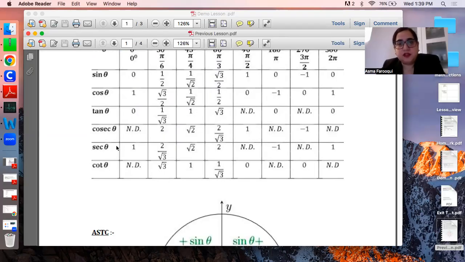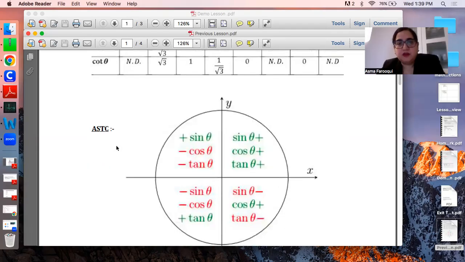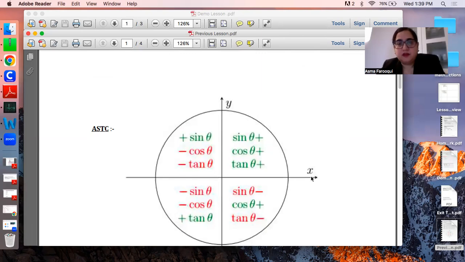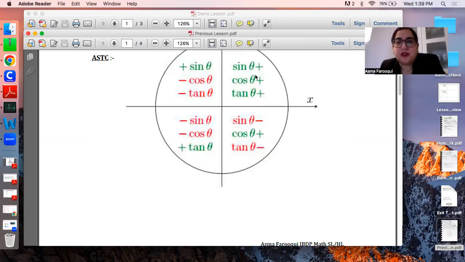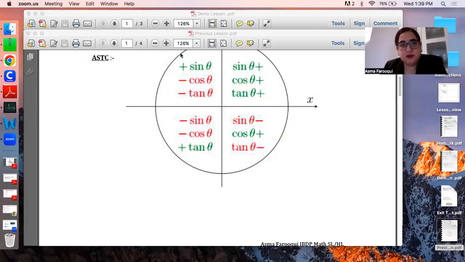And then let's look at the second figure here. This shows you the quadrants, how the signs are changing in each quadrant. So if you look at this unit circle, this is my first quadrant here. This is my second quadrant. I hope you remember this. This is the third quadrant, and this is the fourth quadrant.